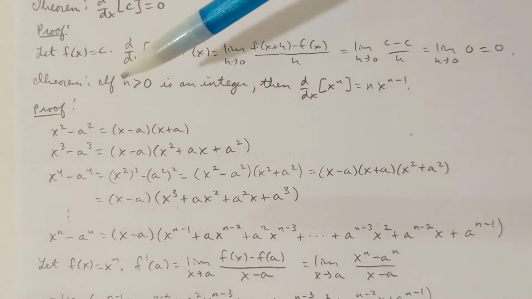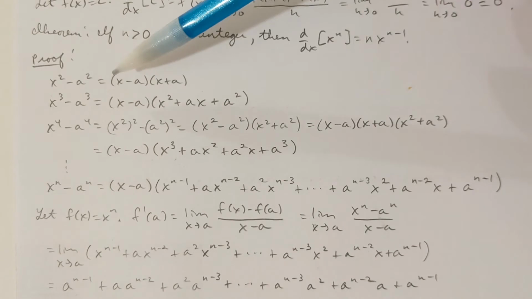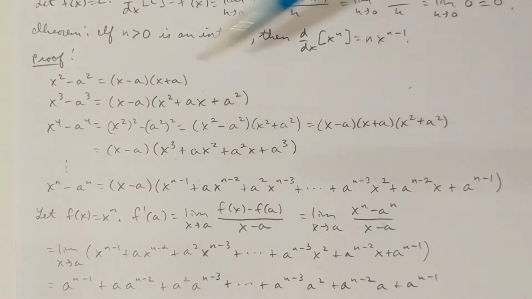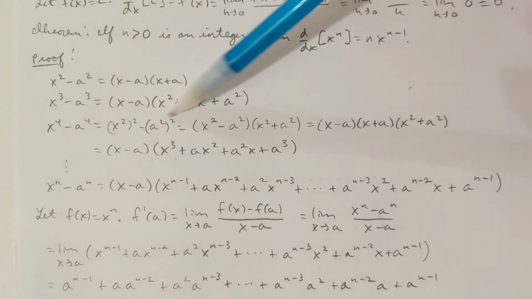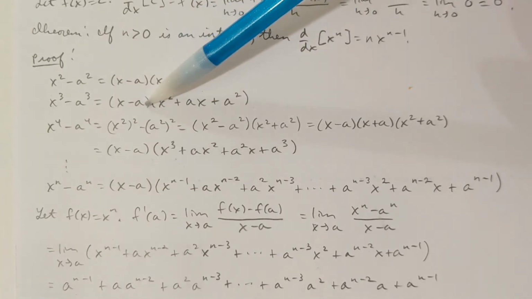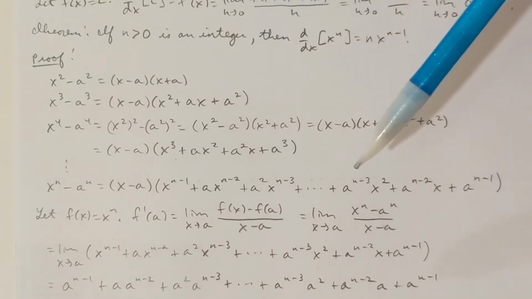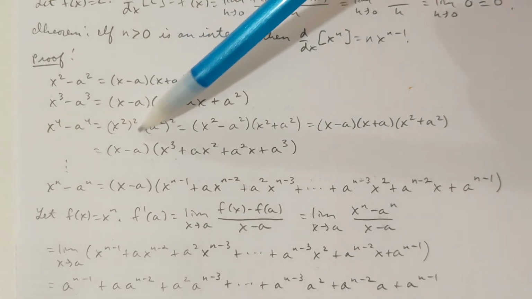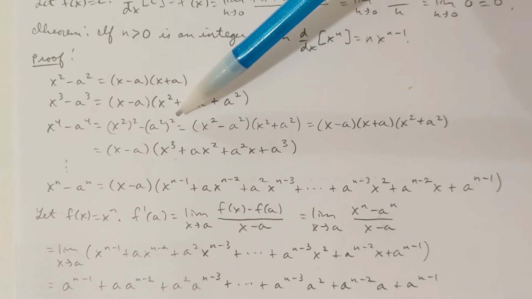So I want to have you see where a formula is coming from based on a couple of calculations. x squared minus a squared is the difference of two squares. It'd be x minus a times x plus a. x cubed minus a cubed would factor as x minus a times x squared plus ax plus a squared. x to the fourth minus a to the fourth. You could also look at that as the difference of two squares. It'd be x squared squared minus a squared squared.